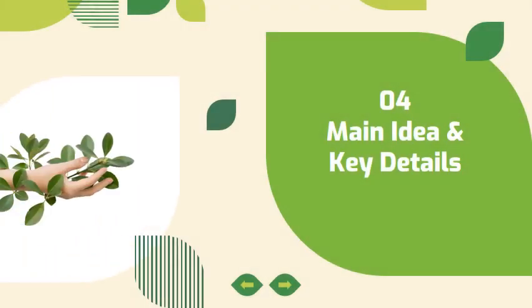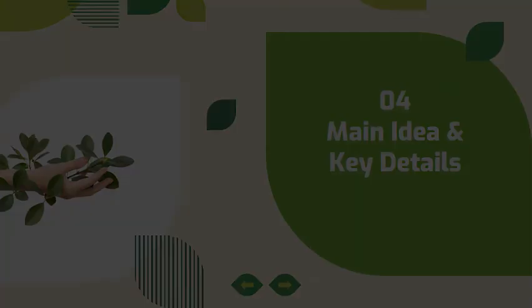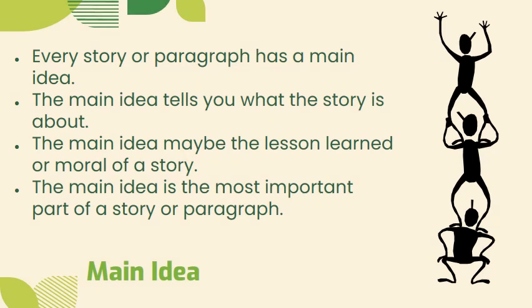Last thing is the main idea and key details. What do we mean by main idea and key details? Let's see. Every story or paragraph has a main idea. For sure, every time we have a paragraph or a text, I ask you, what's the main idea? What's the text mainly talking about? Then I'm talking about the main idea. The main idea tells you what the story or text is about. The main idea may be the lesson learned or moral of a story if it's a story. Okay? The main idea is the most important part of a story or paragraph.